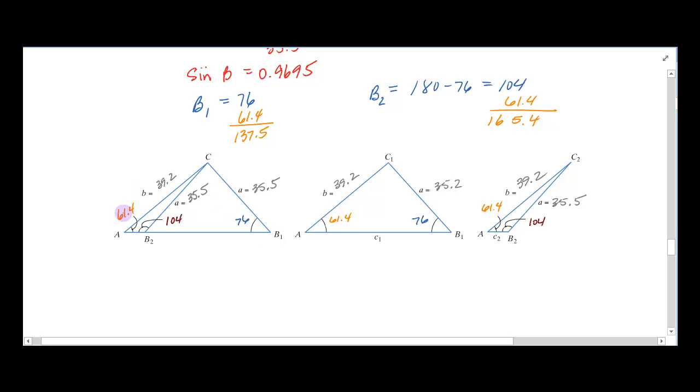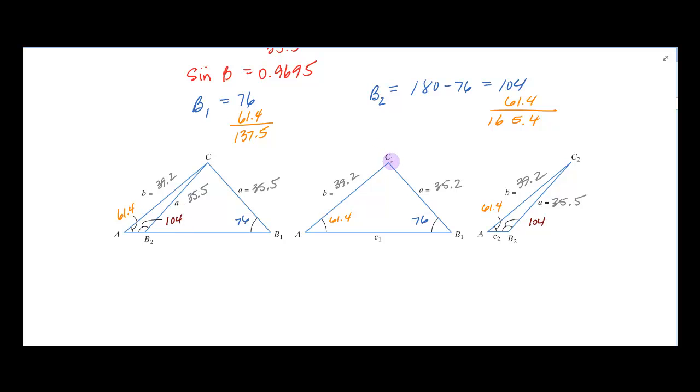We were given in the original part that angle A is 61.4. Now we just solved that I have angle B1, which was the smaller angle here of 76 degrees, and I had this other angle in here which is 104 degrees. So what am I left to find? Well, first of all, I need to know what side C1 is, and I also need to find what angles I'm going to get as well. The easiest way to figure out these missing pieces is to go to the individual triangles, because it can get a little confusing if you're looking at it over here.